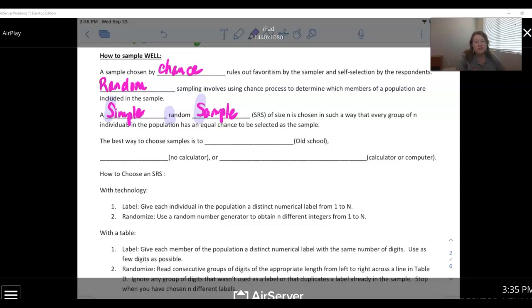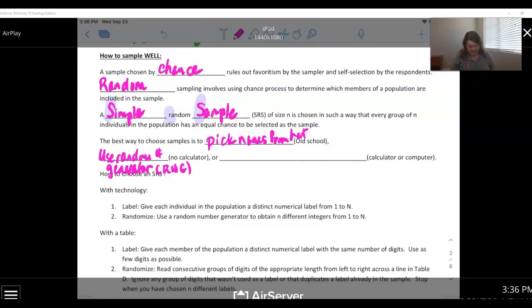All right, so the best way to choose samples is to pick names from a hat. That's the old school way, just put everybody's name in a hat, mix them up, pick them out, okay? Or we could use a random number generator, also sometimes referred to as an RNG.